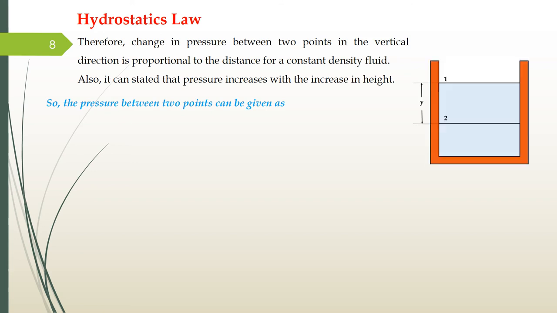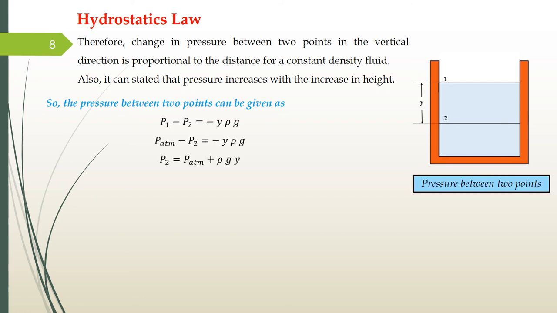So let us now take into consideration the two points wherein we want to find out the change in pressure. From the previous equation, P1 minus P2 can be written as minus y rho into g. So P1 means the pressure at this point, and in this particular case we can say that the pressure which is acting on this surface is the atmospheric pressure. So we can say it is P atmospheric. So P1 is equal to P atmospheric, and P1 minus P2 is equal to minus y rho into g. So P2 can be given by P atmospheric plus this pressure.